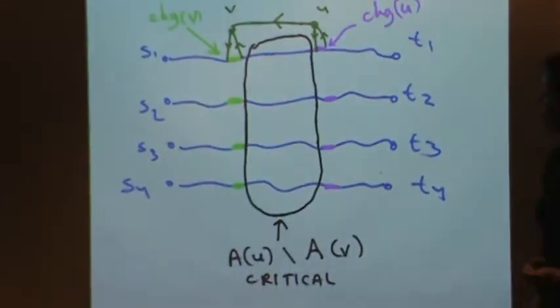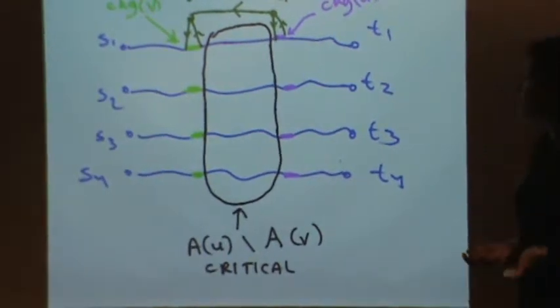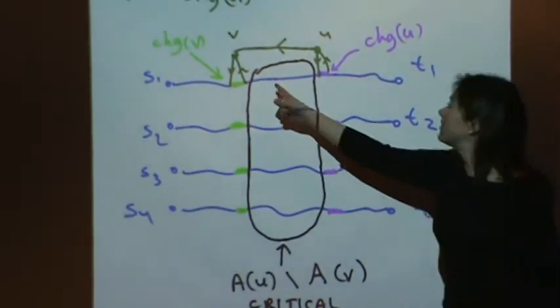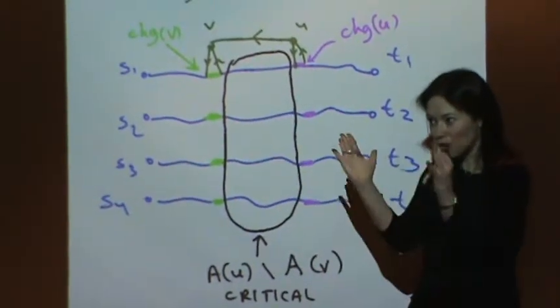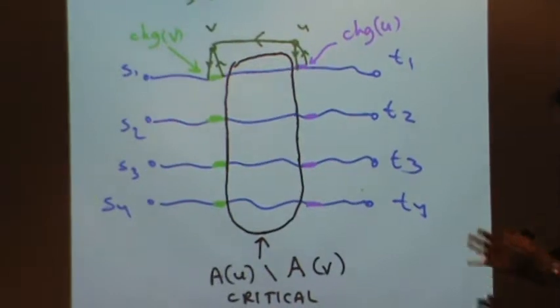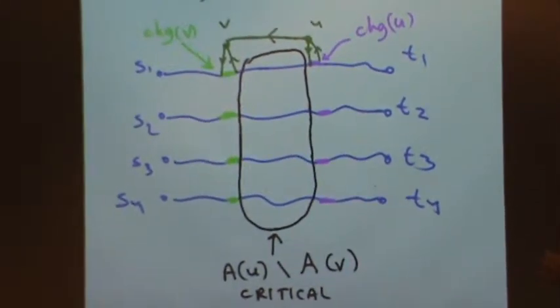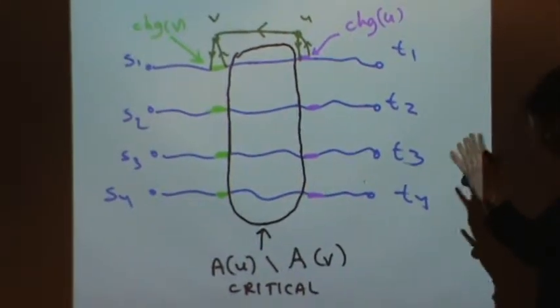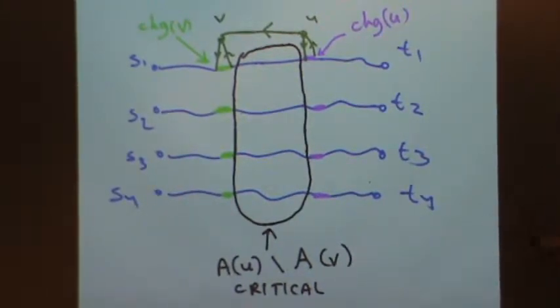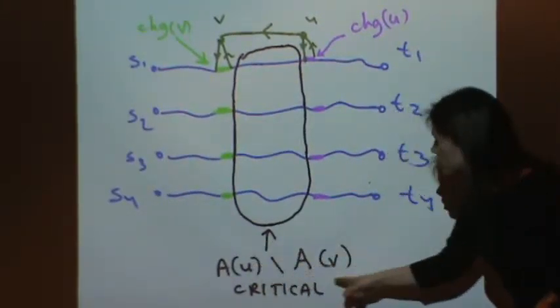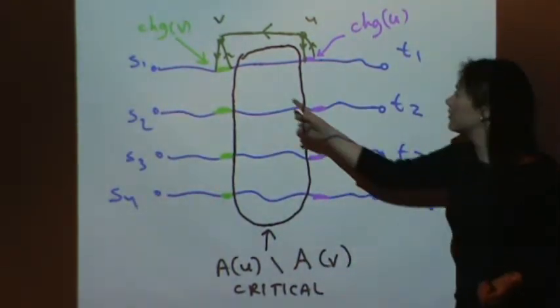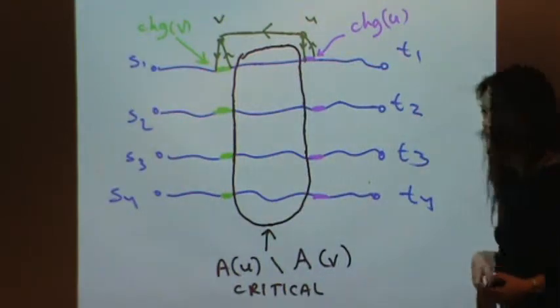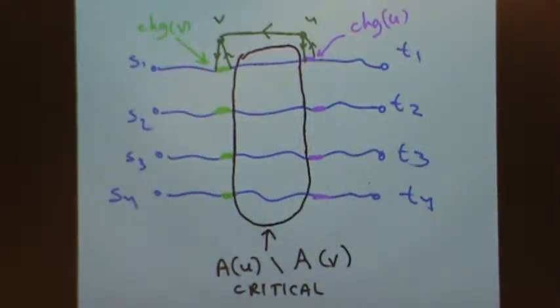Because I claim now, if I look at this set, A of u minus A of v, delete A of v, what I'll get is precisely the vertex set of this part of the path. Remember, I'm trying to find a part of the graph where a particular area of my linkage is critical. So I claim if I look at this part of my graph, the part induced by A of u minus A of v, what I'll get is precisely the vertex set of this part of the linkage. Okay, so let's see why that is.